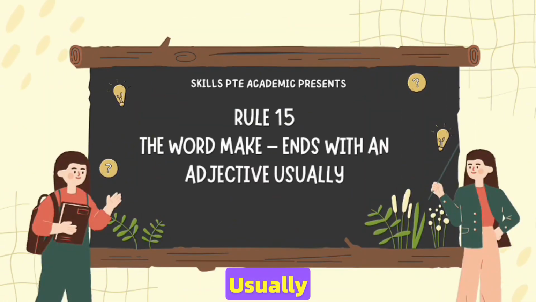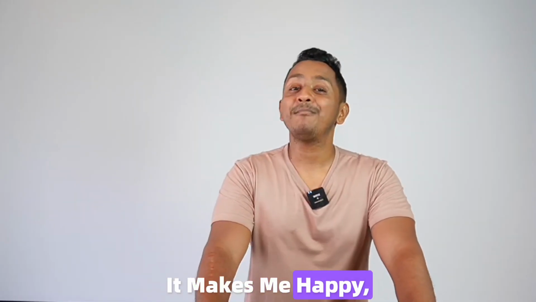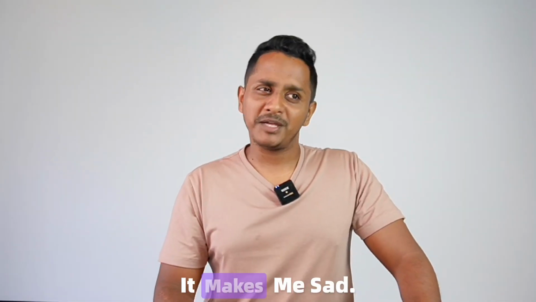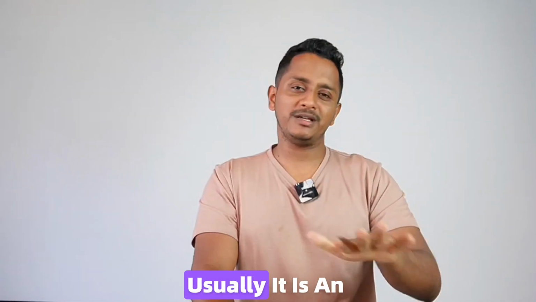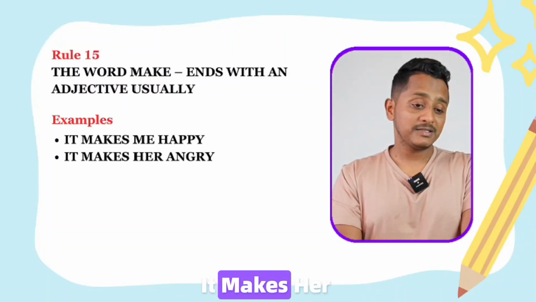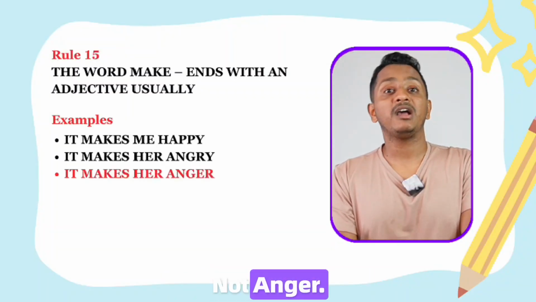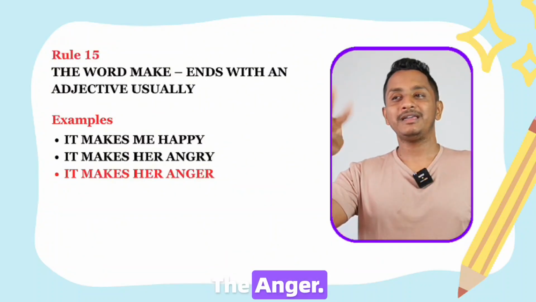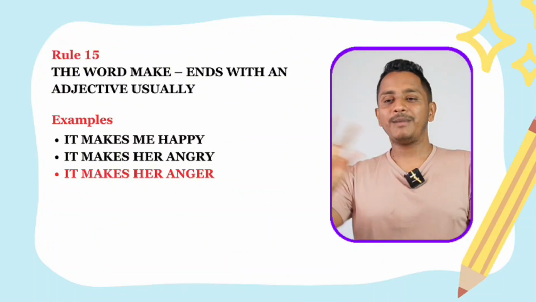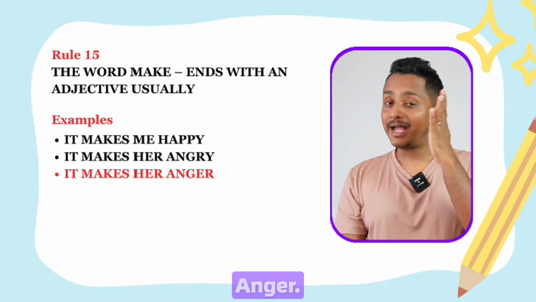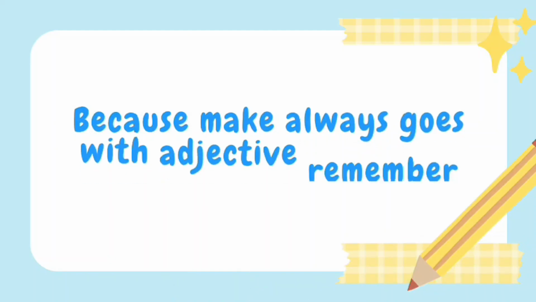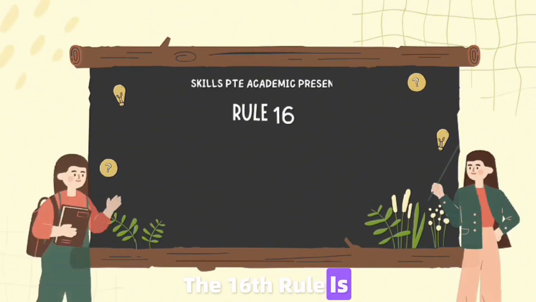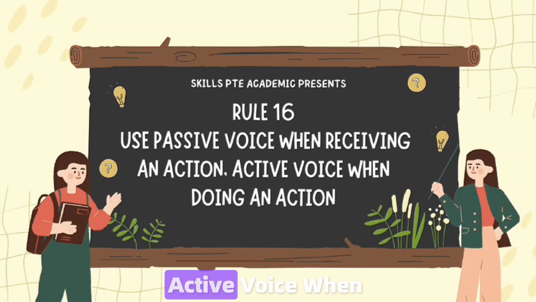The word make usually ends in an adjective. It makes me happy, happy person. It makes me sad, sad person. Sad, happy, they're all adjectives. Usually the word make, after that if there is a dash, usually it is an adjective. It makes me happy. It makes her angry, not anger. Now anger, the anger. He is angry. Angry man, good man, bad man. Angry is an adjective. The anger. Now it makes her anger is wrong. It makes her angry because make always goes with an adjective. Remember this.